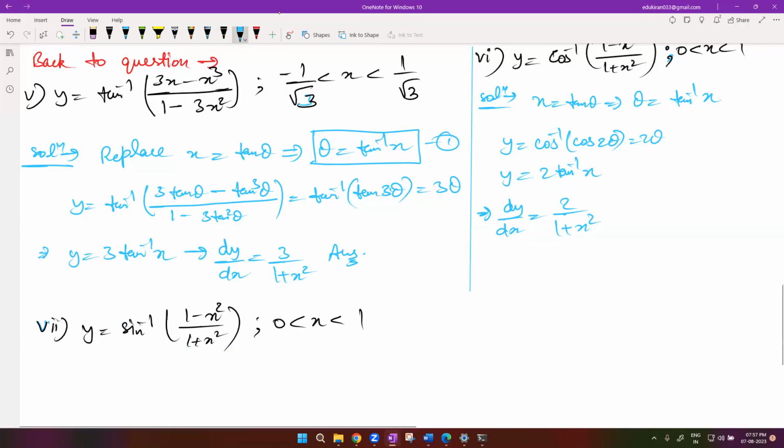Now it is written sine inverse. What should be the substitution? Anyone? What is the problem? If I substitute x is equals to tan theta as you did in the last case, what's the problem? The same question we have solved, right? Shahid, will you tell me what's the problem if I substitute x is equals to tan theta in this case?